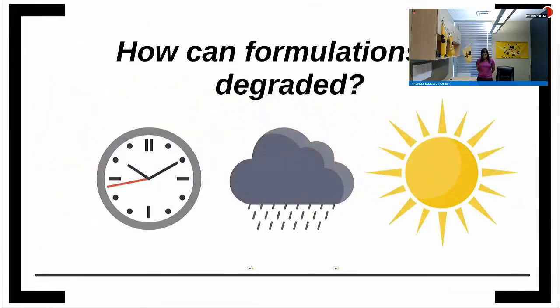Now, back to our formulations, all of them. How can formulations be degraded? By time. Every product will have an expiration date, correct? Water. Areas where we have rain. Let's say your customer is washing a kitchen. If you know that area is always washed, why are you going to apply pesticide there? Apply in other areas, preventing the pesticide from being washed out.